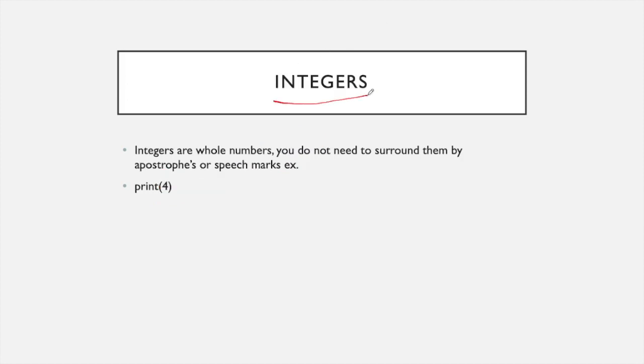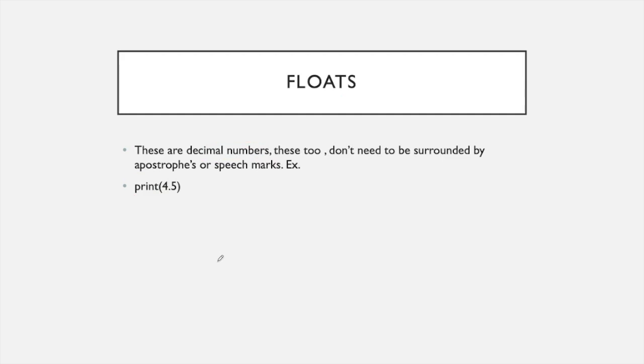Now what are integers? Well, integers are whole numbers, only whole numbers, no decimal numbers. And you do not need to surround them by apostrophes or speech marks. Like over here, we're not surrounding this 4 by apostrophes or speech marks, but it's still going to print 4 in the console.